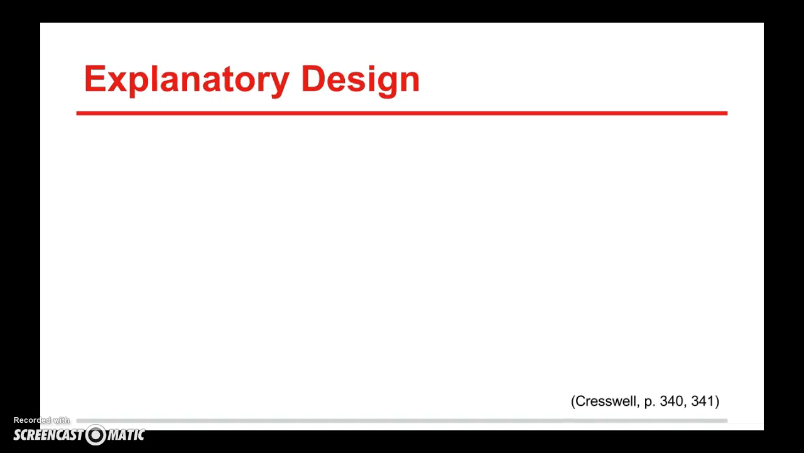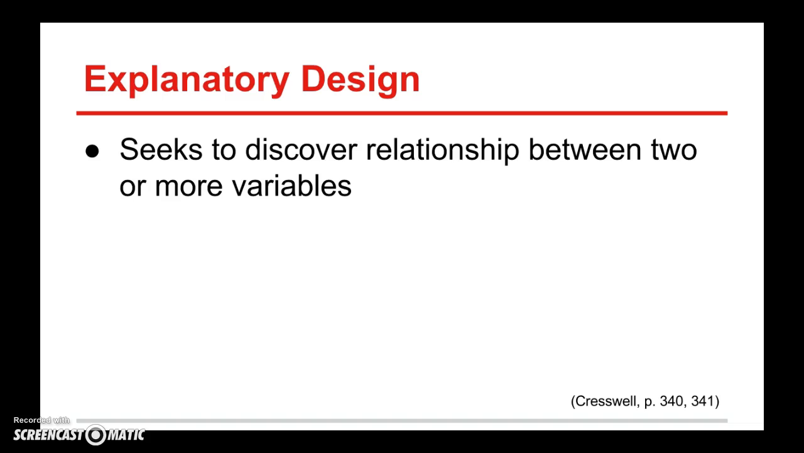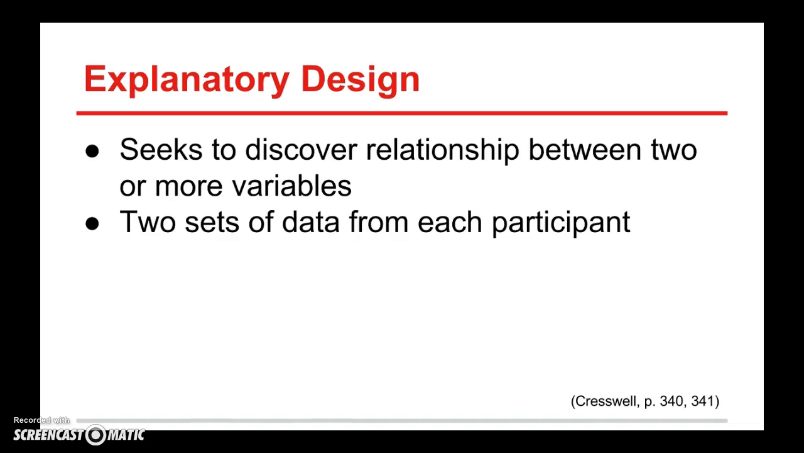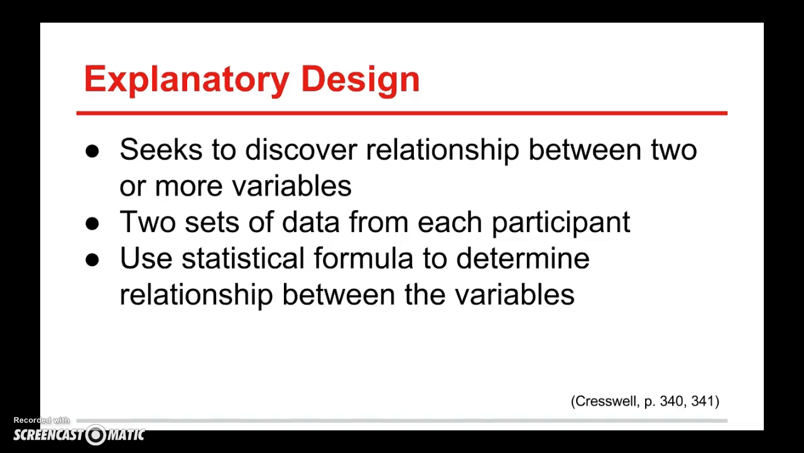There's two main types of designs for this type of research. The first is the explanatory design. It's seeking to discover the relationship between two or more variables. So you're going to have at least two sets of data from each participant, a set for each variable that you're using. And then you're going to use a statistical formula to determine the relationship between the variables.